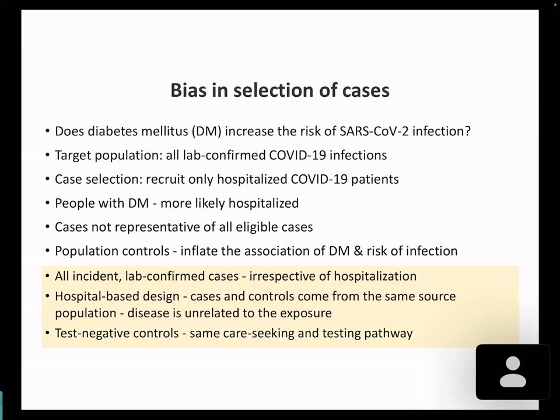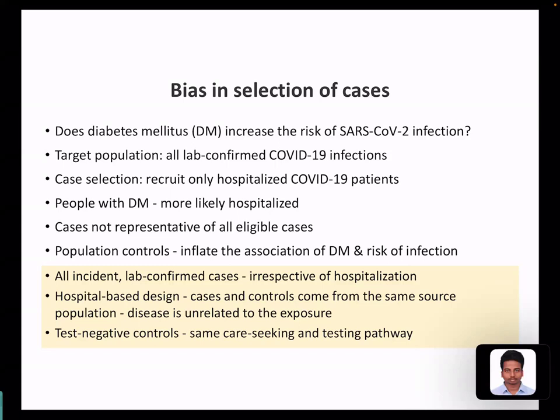So I recruit only hospitalized COVID-19 patients. But we all know that people with diabetes mellitus are more likely to be hospitalized, and therefore your cases are not going to be representative of all the COVID-19 infections in the community. And on top of that, there is over-representation of diabetes mellitus in your cases. And if you decide to take population as a control in this case control study, then you are going to inflate the odds ratio or the association. You're going to overestimate the association of diabetes risk and COVID-19 infection. Are you getting me here?